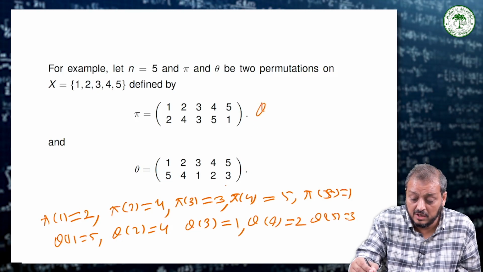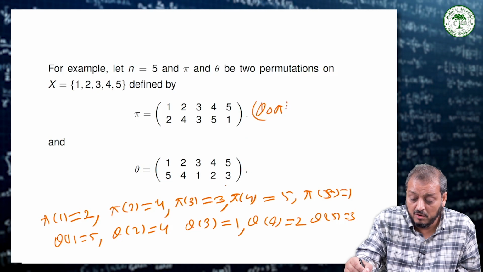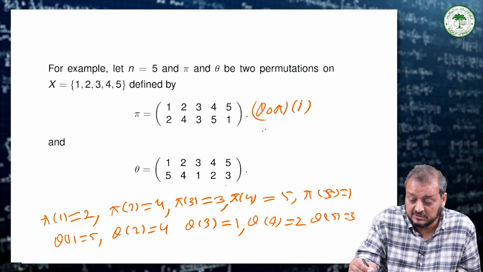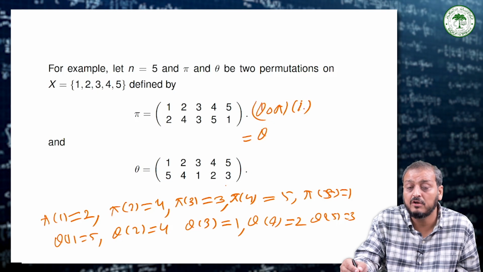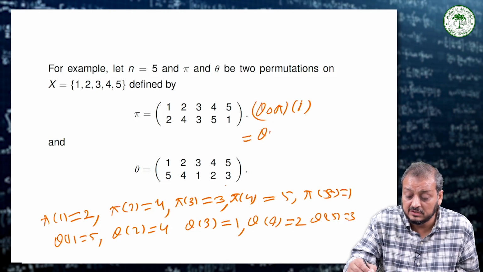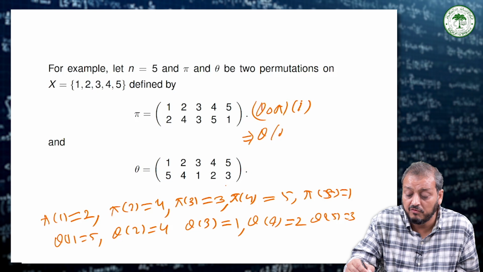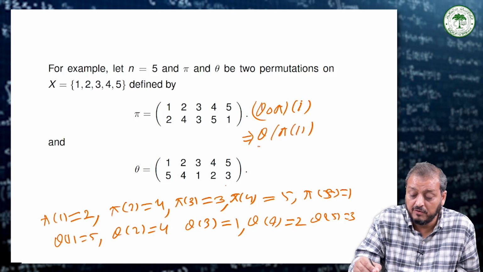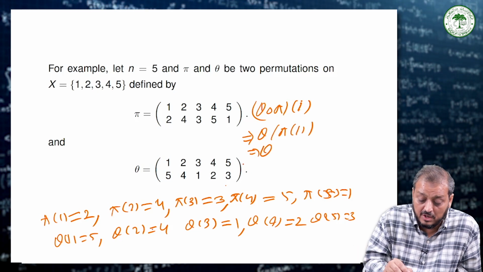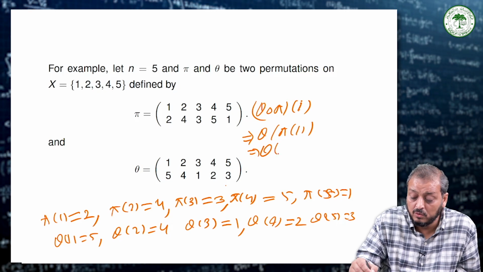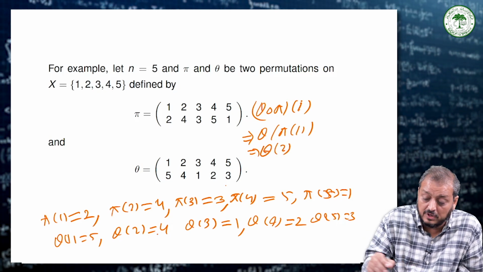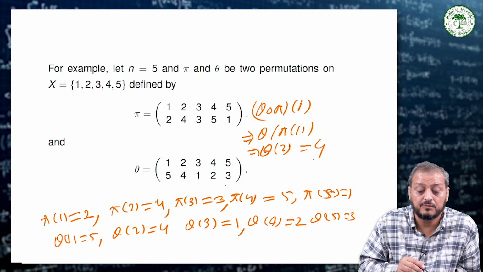So, we have the composition theta composed with pi of 1, for example. By the definition of a composition function, this can be written in the form of theta of pi of 1. Theta of pi of 1 is equal to theta of 2, which is equal to 4. So, this is equal to 4.